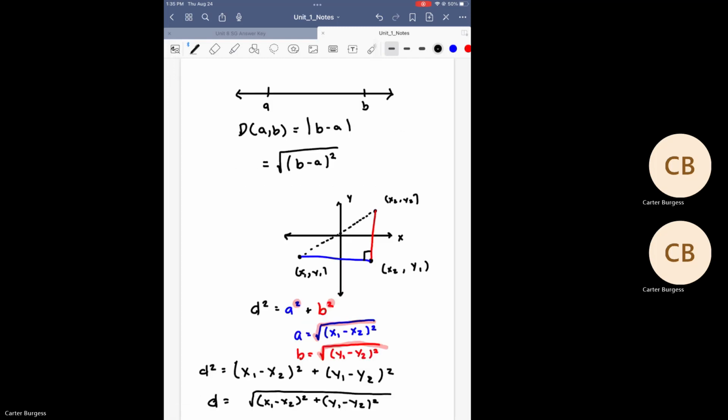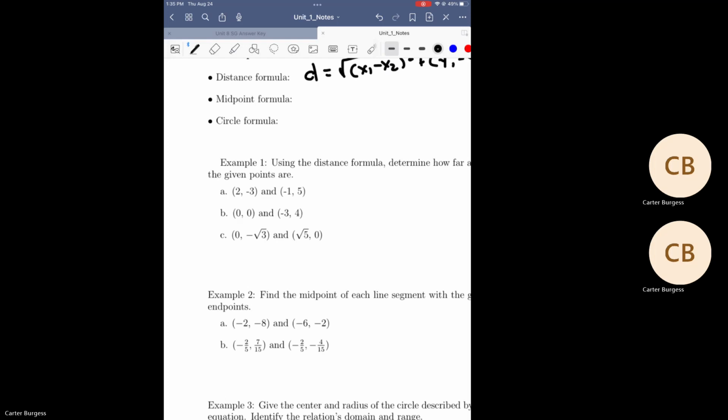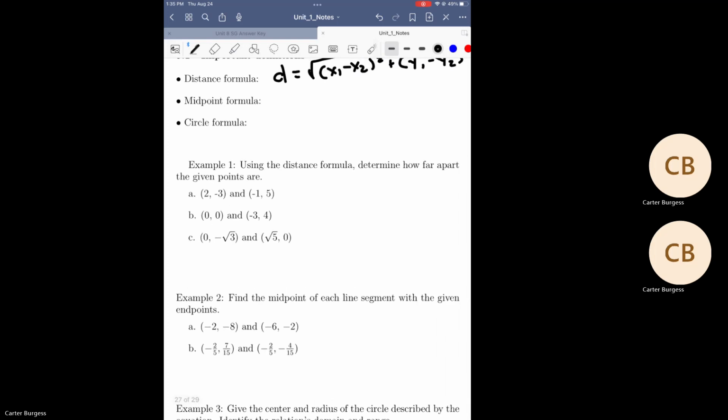All right, questions here with our distance formula? Okay, let's take a look at example 1. We're trying to use our distance formula in order to figure out the distance between 2 points, how far apart they are.